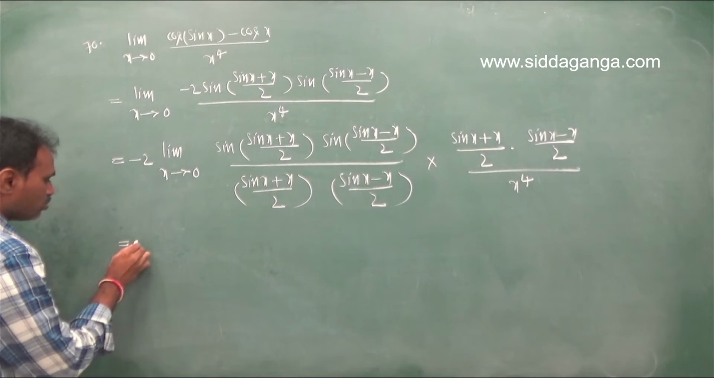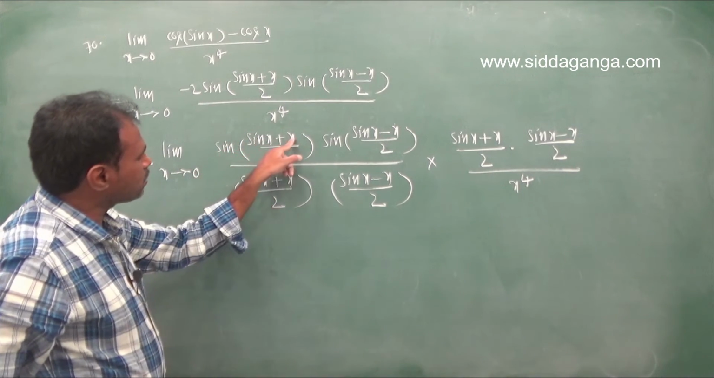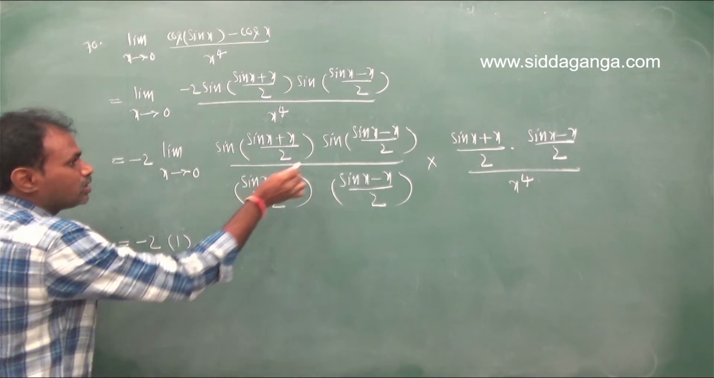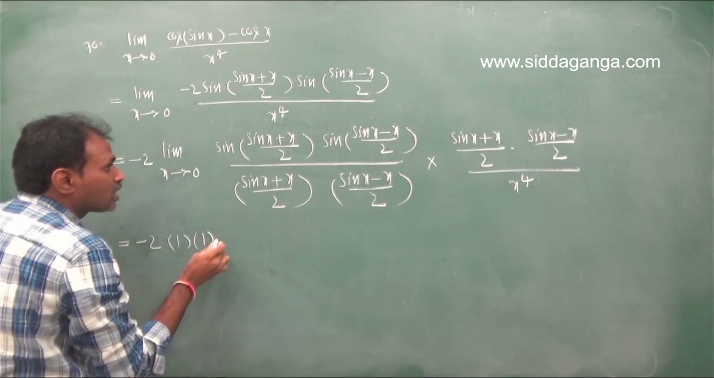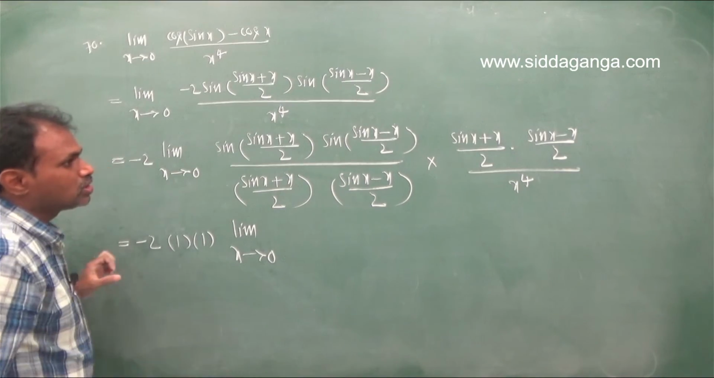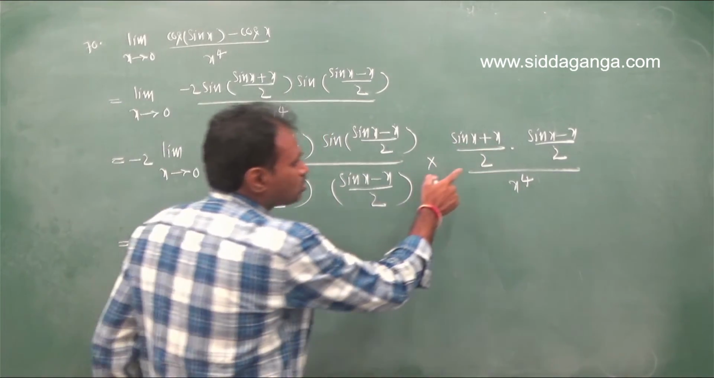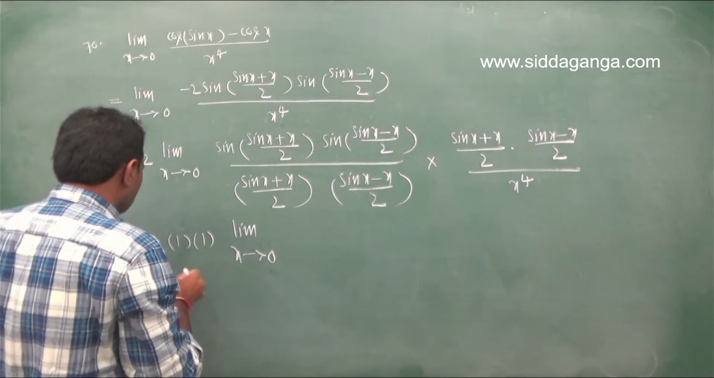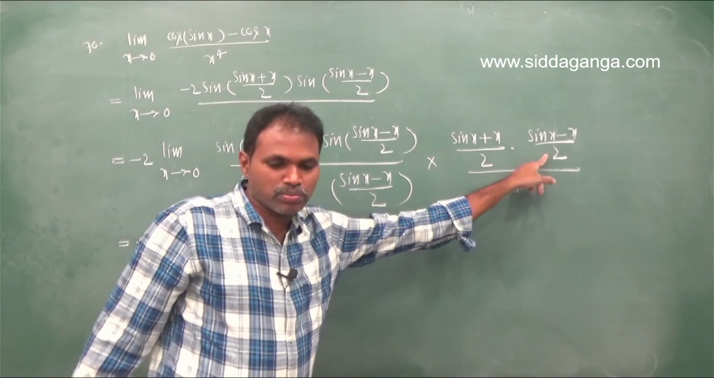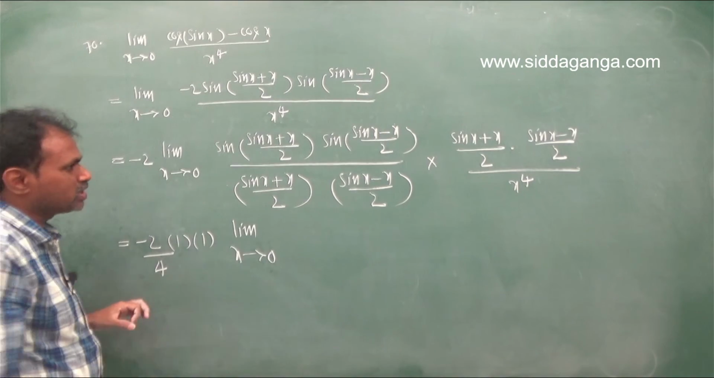Therefore it is equal to minus 2 into limit x tends to 0 sin of (sin x plus x by 2) by (sin x plus x by 2), value is 1, into this value also 1, into limit x tends to 0. Now sin x plus x by 2, this is by 2, here also by 2 is there, that is 2 into 2, 4, write down outside, constant 1 by 2 into 1 by 2, 1 by 4, take outside, minus 2 by 4 into 1 into 1, limit x tends to 0.